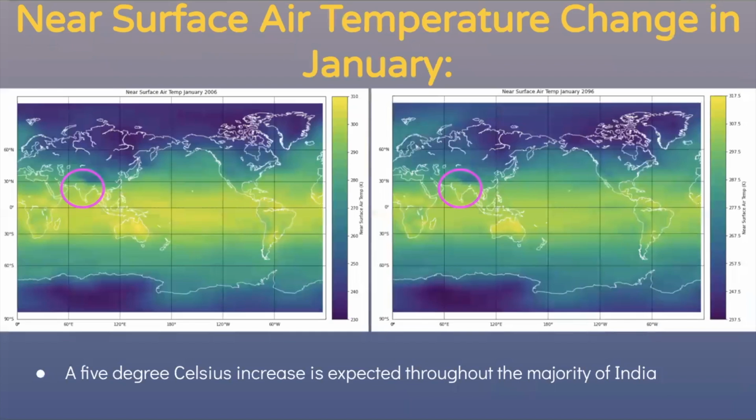The next thing I wanted to look at was near surface air temperature and how that relates to the humidity and wet bulb temperature. So from these two figures, you can see that there's expected to be about a 5-degree increase by 2096. These figures look similar, but the values on the color bar are different.